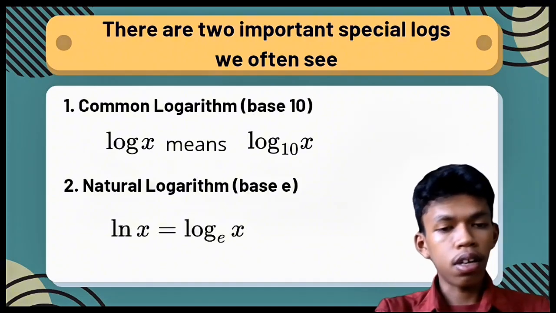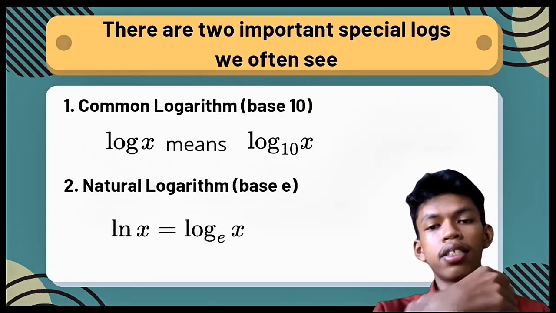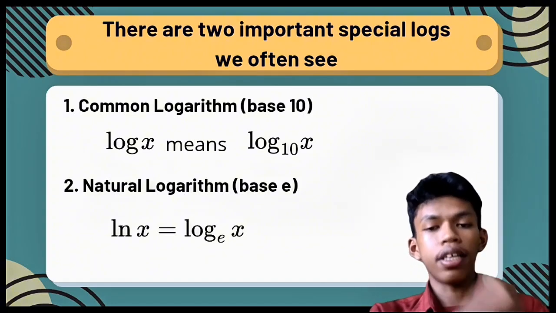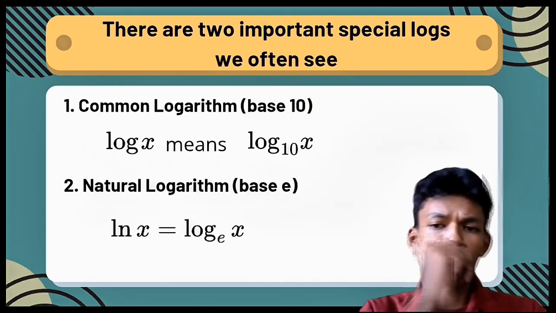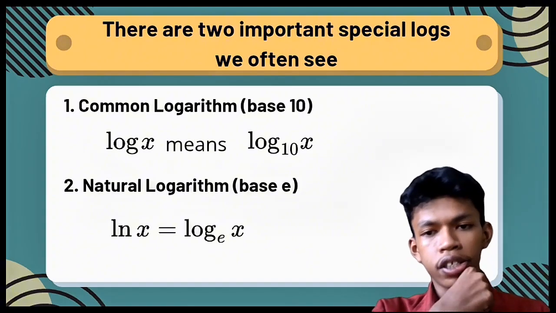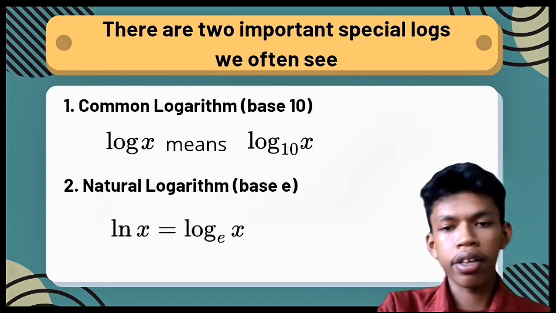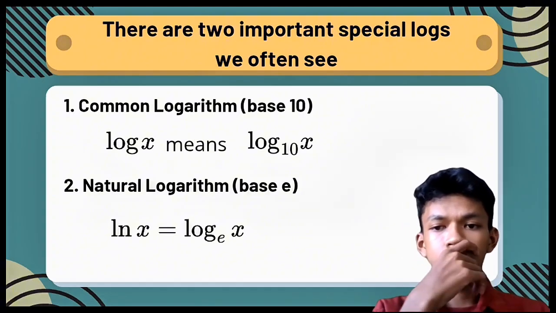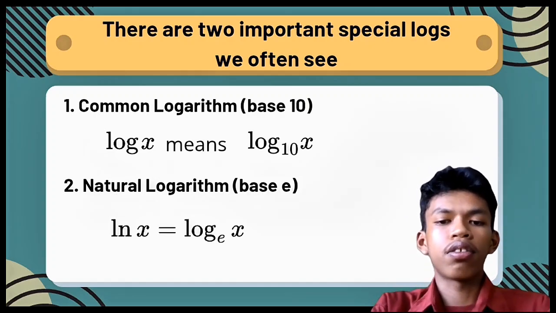Number two, natural logarithm, base e. This one is written as ln x and it means log base e. The number e looks random, but it's actually super important in math. It shows up in continuous growth or decay, like population growth, bacteria growth, radioactive decay, and even interest rates in finance. That's why it is so common in science and economics.